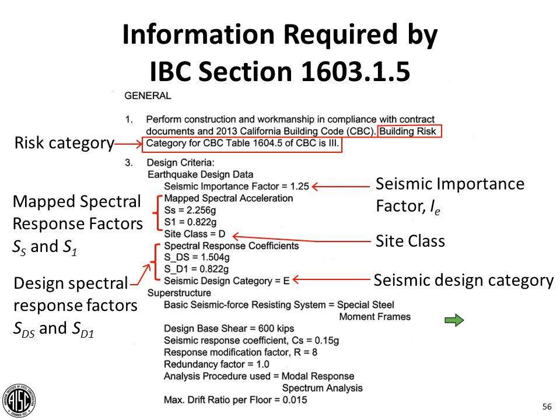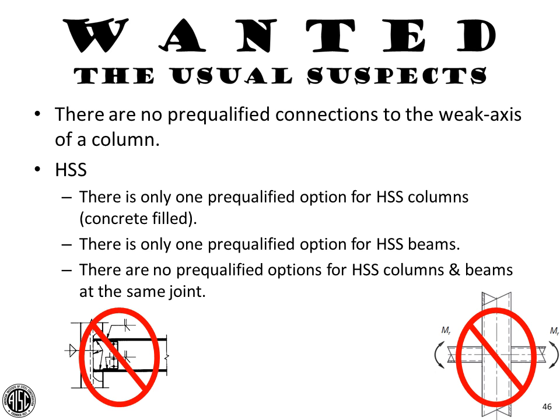Okay, thank you. Next question, I'm going to take us to slide 46, for Larry's usual suspects. You discussed the first point on here is that no pre-qualified connections are allowed to the weak axis of a column. The question is, can moment connections be made to the web of a column if the frame in that particular direction is not intended to be part of the seismic force resisting system?